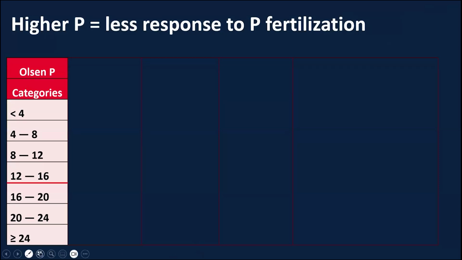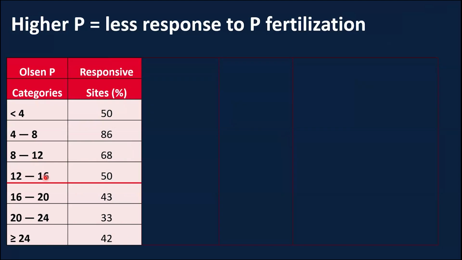So we look at these categories right here, our Olsen P categories. What the data shows us, similar to what we saw in the guidebook data, is that as soil test P gets lower, the likelihood of response is higher, and as we increase, we see a lowering of response. If you notice, we're still around a 30 to 40% chance. We only have about 50 sites within this data set. If we increase that, we'll probably see these numbers change or decrease some. But we still see some response.